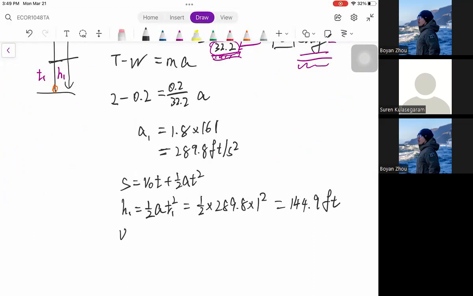We're also going to find the velocity when the rocket turns off its engine, when the thrust is 0. The velocity is equal to a times the time, and that is just 289.8 feet per second.